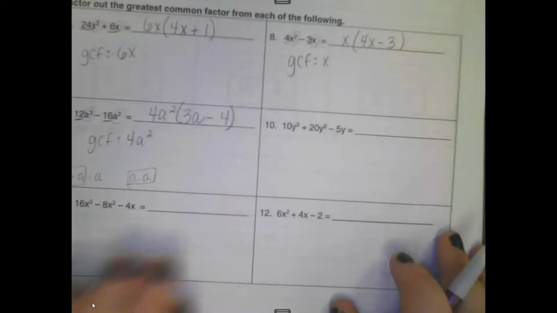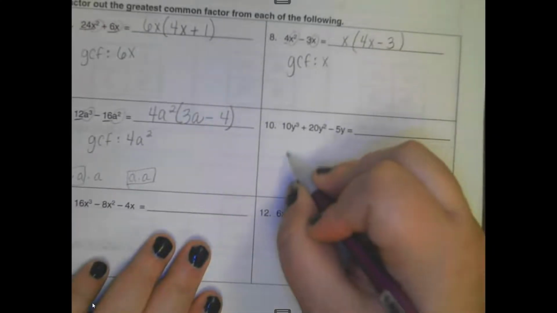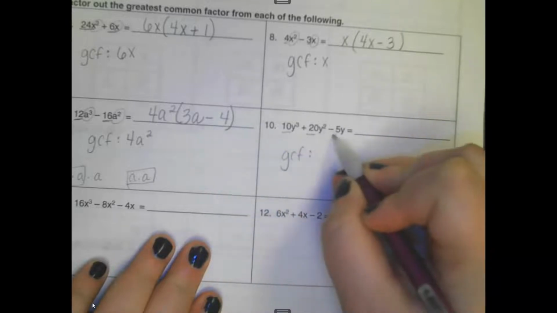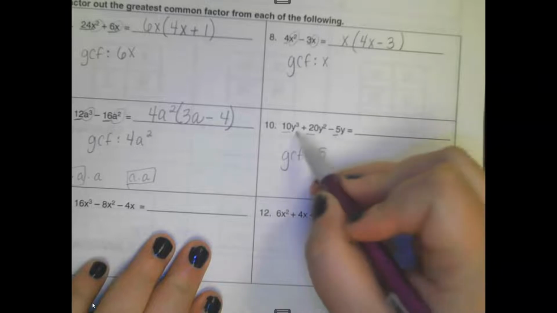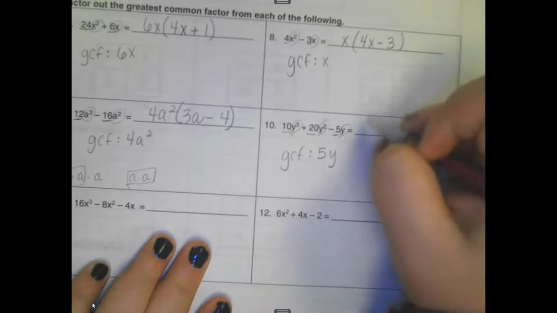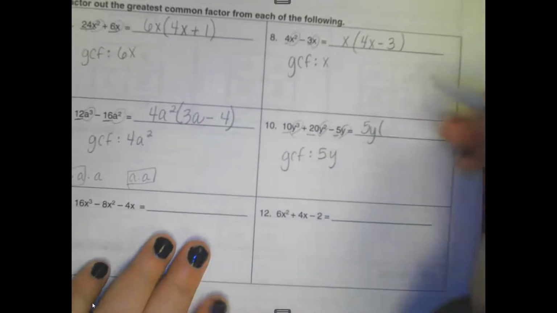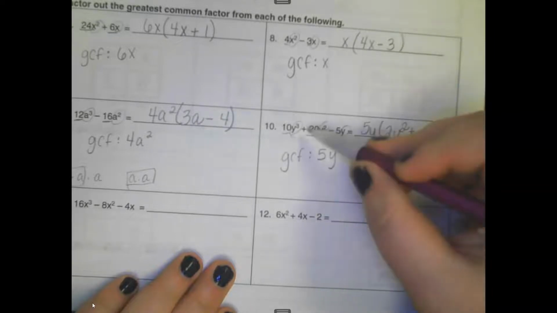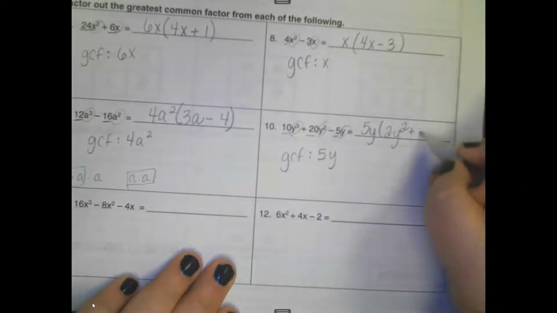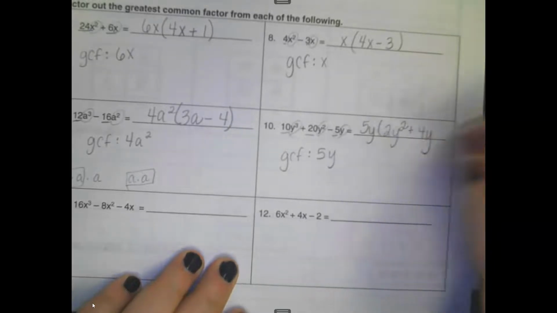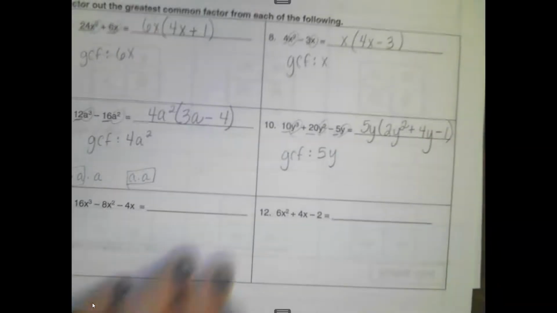Number 10. My greatest common factor here is I can pull out from the 10, 20, and the 5, I can pull out a 5. Y cubed, y squared, and a y. I can pull out a y. It's going to be 5y. It's going to be 2y squared. 5 times 4 gives me 20. Y times y. And to get that, it's going to be a minus 1, because that's a negative 5y.